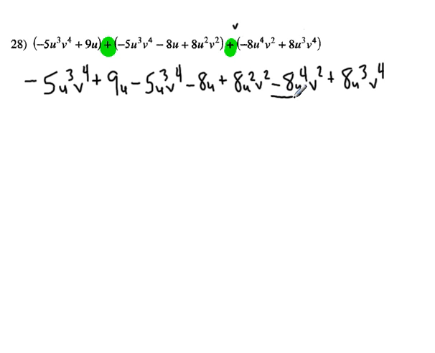I'm going to underline it because I know there's a whole lot more coming. As a negative, I don't want to leave it out. So the first term in my answer step is negative 8, U to the 4th, V to the 2nd. That was taken care of.